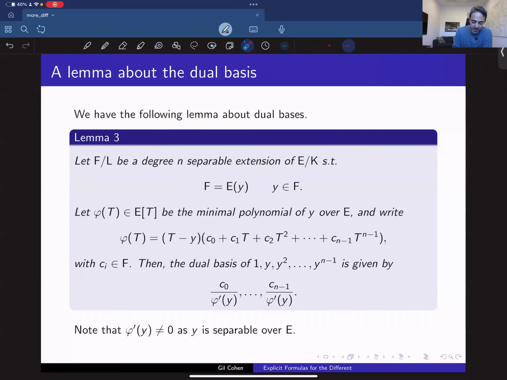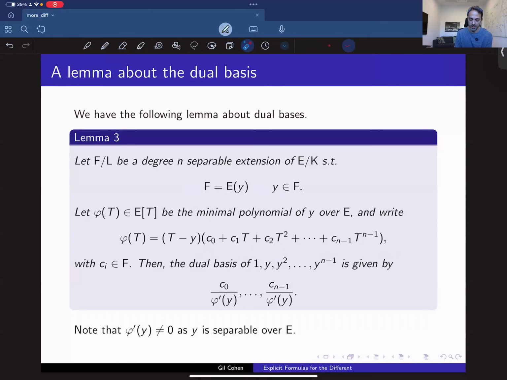Anyhow, so let's say that phi is the minimal polynomial of y over E, right? It's a degree n polynomial. And y is definitely a root of that polynomial. So you can factor the minimal polynomial. You have t minus y, and then you have some other polynomial of degree n minus 1, where all the coefficients are in f.